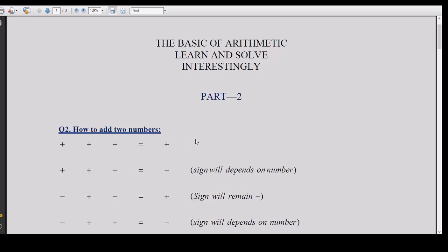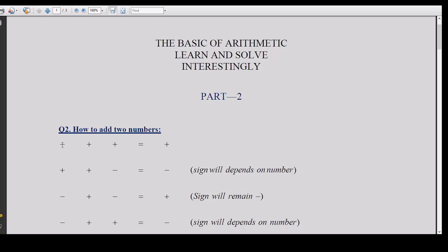Before adding any two numbers, you should be well aware of the sign of these two numbers. The sign can be plus or minus. Any two numbers can have a plus or minus sign, and not more than that. Now if you add any two numbers, you will encounter four different situations, where both of these numbers are positive.